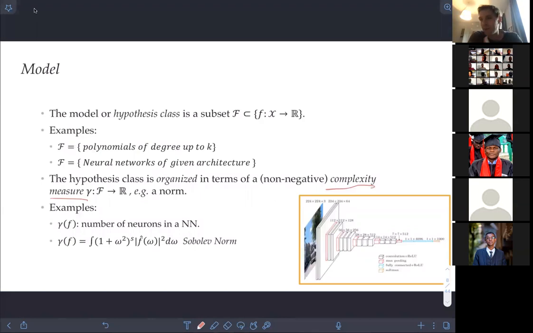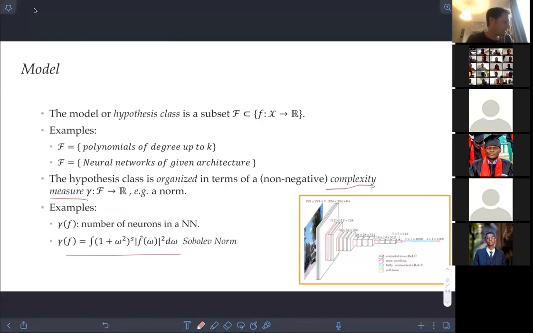To give examples of what this complexity measure could be in different situations, it could be how many neurons I have in my neural network. Smaller networks might capture hypotheses that are simpler than networks that require many, many neurons. Or, if you are thinking about problems more connected with harmonic analysis, another valid notion of complexity is this quantity that you see here, which, if you have never seen it, is called the Sobolev norm for a certain index of derivatives.